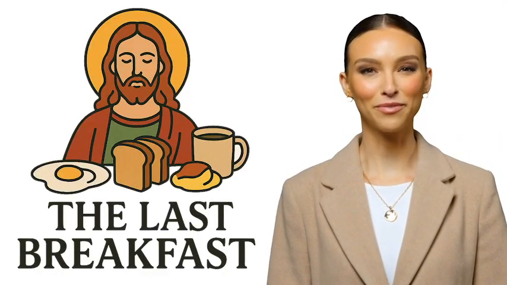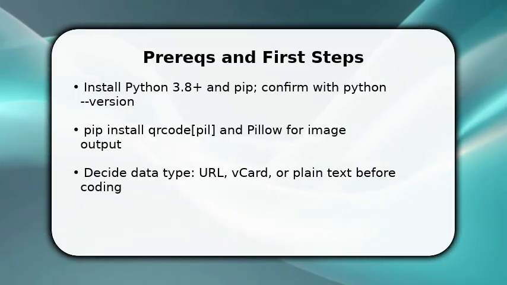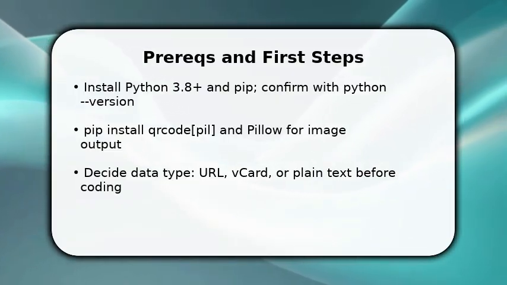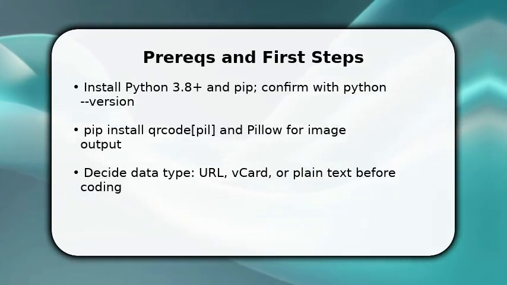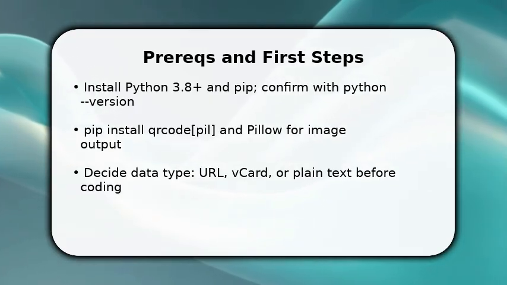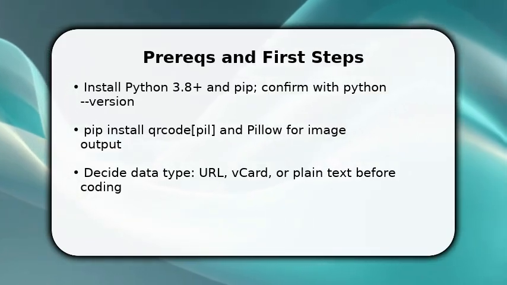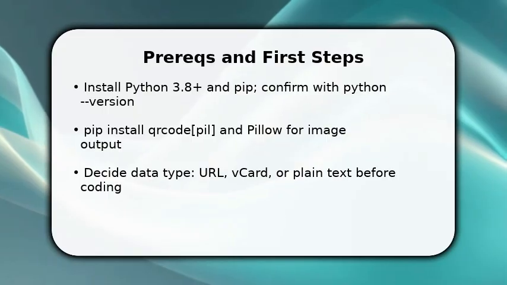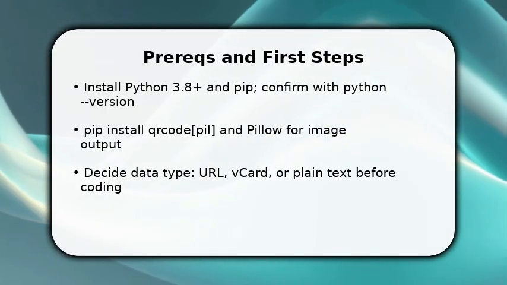You will start by confirming Python 3.8 or newer and installing required libraries. This saves friction later. Once done, run pip install qrcode pillow so the QR code package and imaging backend are ready. Next, choose what you will encode, a URL, vCard, Wi-Fi config, or plain text, because that affects length and error correction. Now open your IDE and create a new script file.